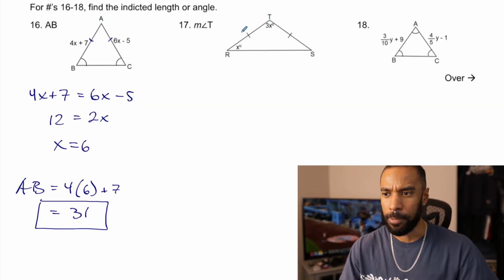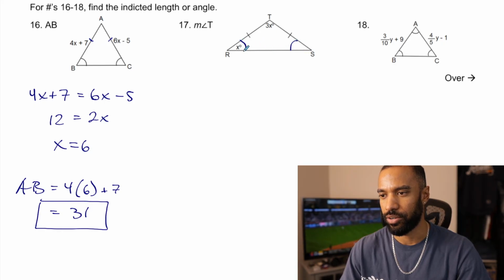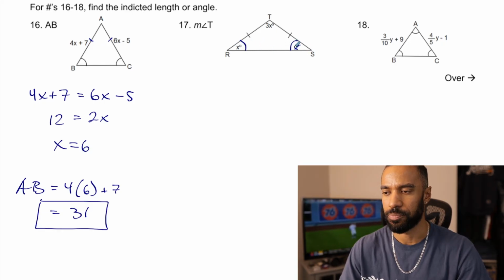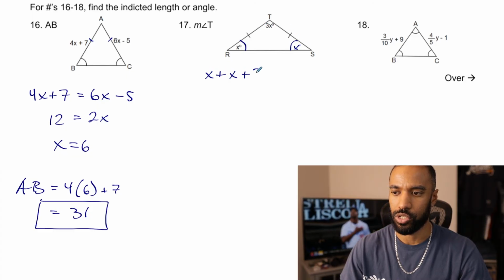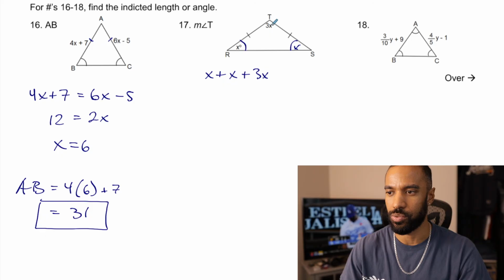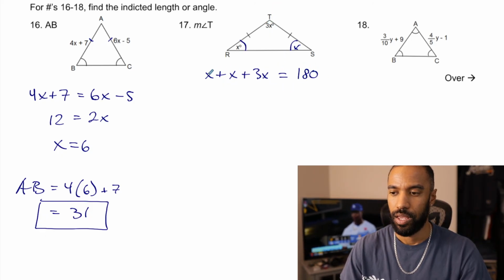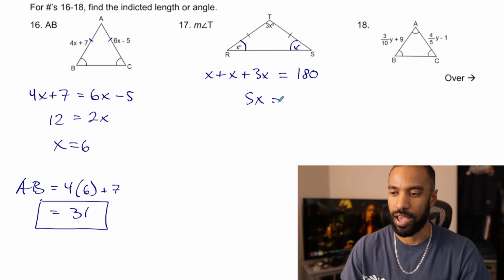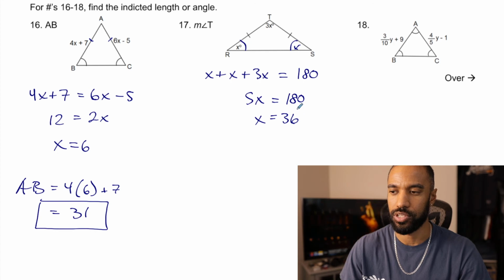All right, measure of angle T. Now we have an isosceles triangle marked by these two congruent sides here. That means their base angles are congruent, right here and here. If this is x, so is this. Now all three angles in a triangle add to 180 degrees. So if I add the x's with this, what's called a vertex angle, the 3x, I get 180. 1x plus 3x is 5x. 5x is 180. Divide by 5. You get x equals 36.